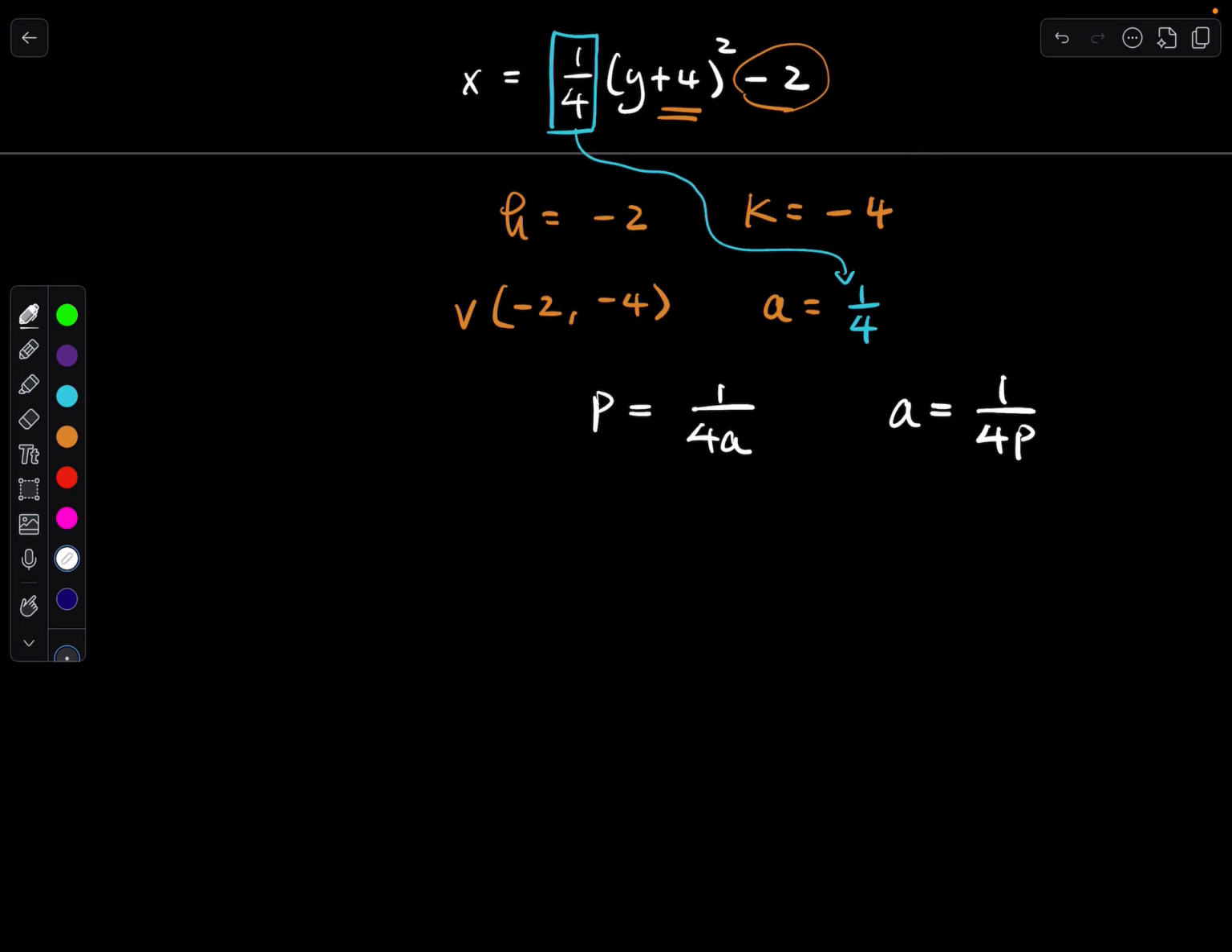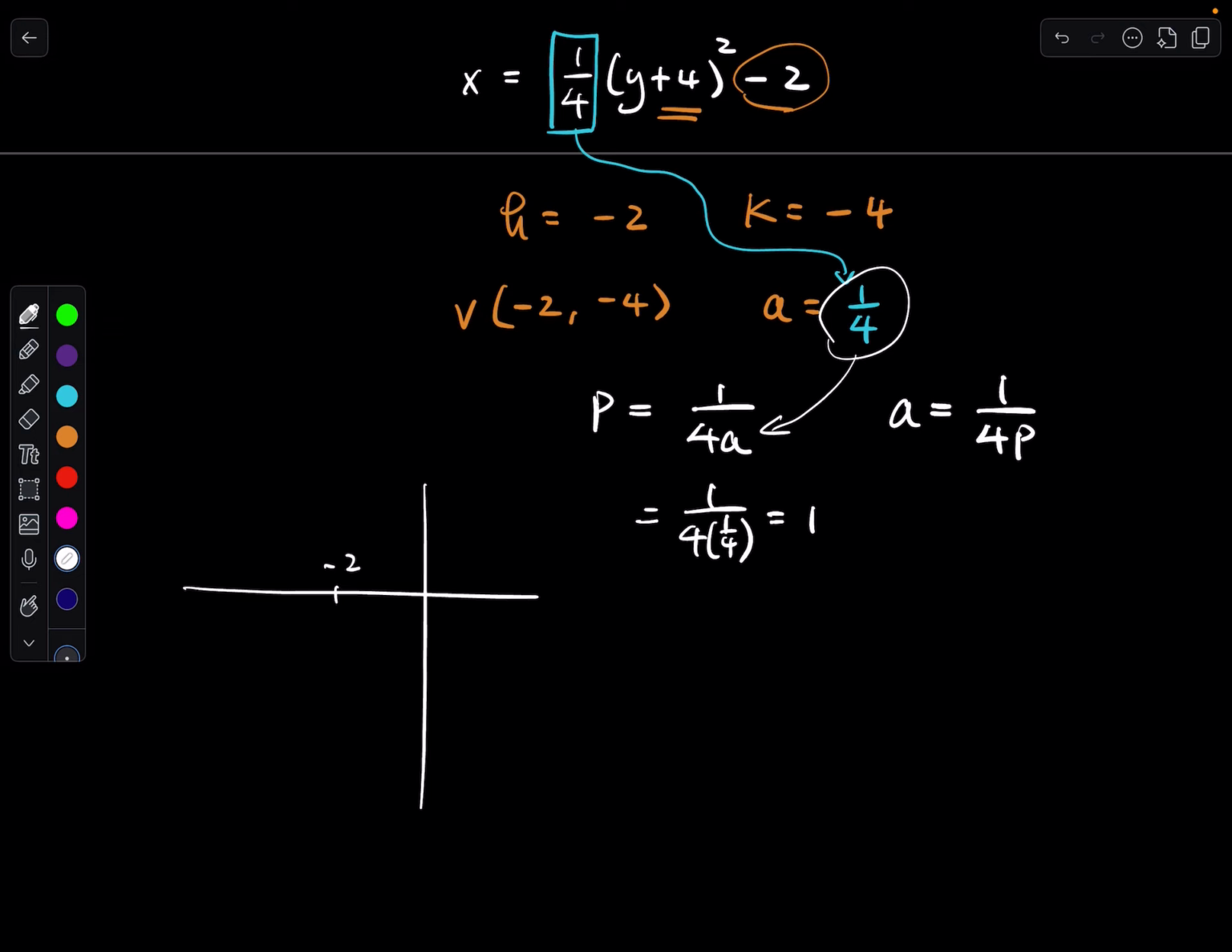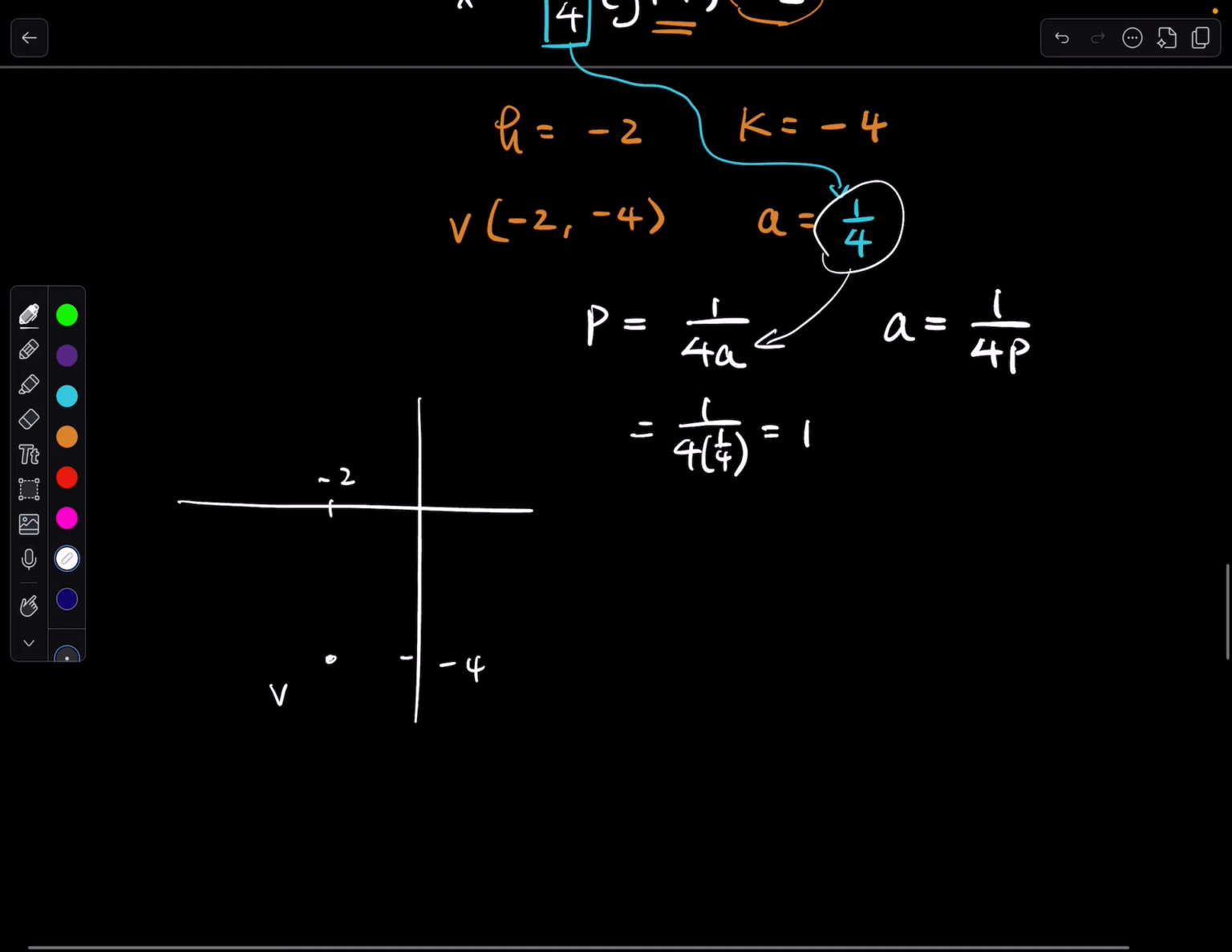In this case, I want to find P. And I have A, so I'll put the A back in here. You get 1/4 times 1/4, which is 1. All right, we're going to make a quick graph real fast. So (-2, -4) is my vertex. So I'm going to go to -2, go to -4, and here's my vertex. P is going to be 1.